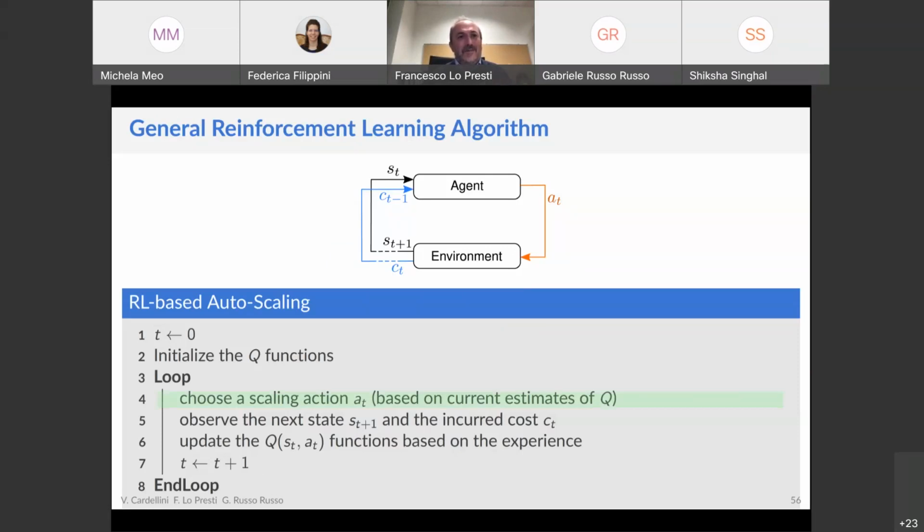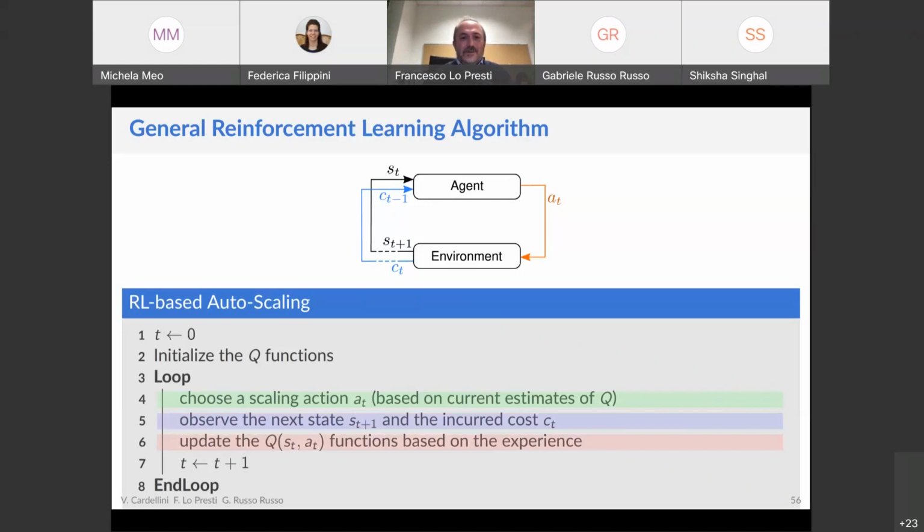In green, we will have the scaling action. In pink, the observed part. And then, sorry, I got something wrong with the color coding. It's not important. So in red, the update part, in blue, the observation.